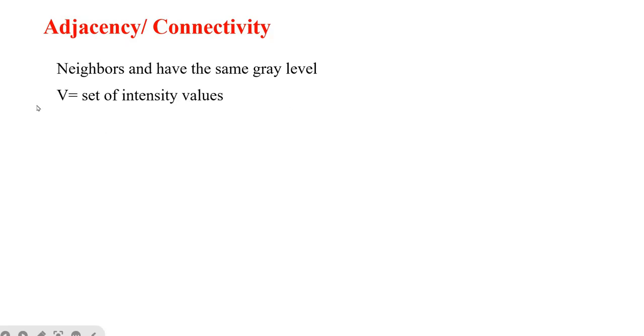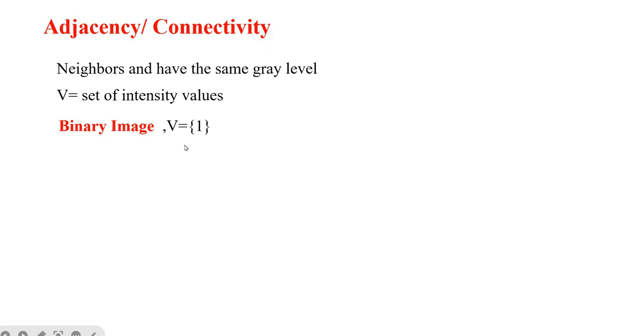Next, coming to the adjacency, or it is also called connectivity. Two pixels are said to be adjacent if they are neighbors of each other and they have the same gray level. Here we'll consider a set of intensity values which is given by V, which is used to define the adjacency.